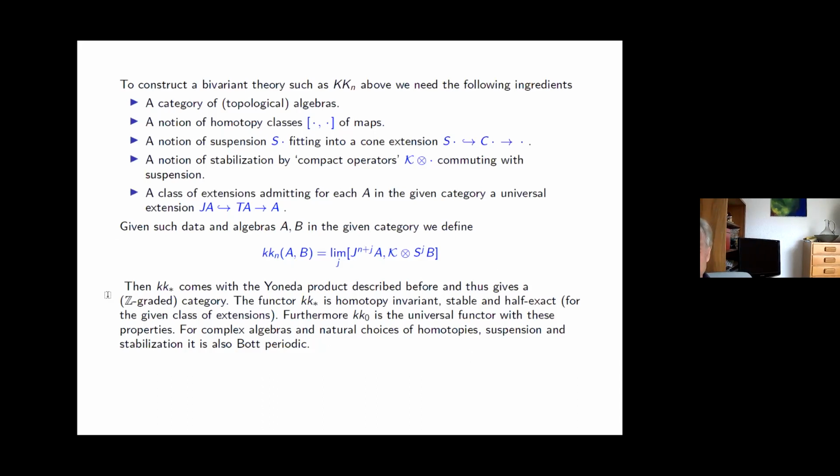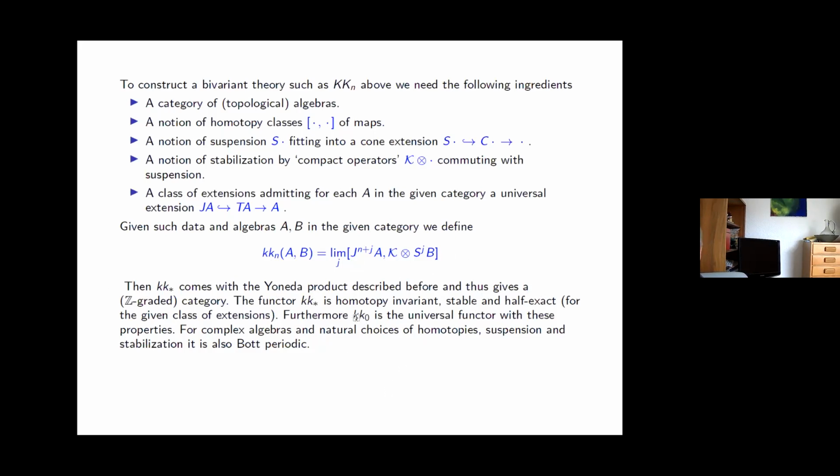And then one can show, just from the description of the universal product, that we can do exactly the same as I said before, and we always get a product. And so we get a category, and this functor kk, which I define this way, will be homotopy invariant, again because I use homotopy classes of maps. It will be stable because I stabilize by the compact operators, and it will be half exact because it works for mapping cone sequences and so on.